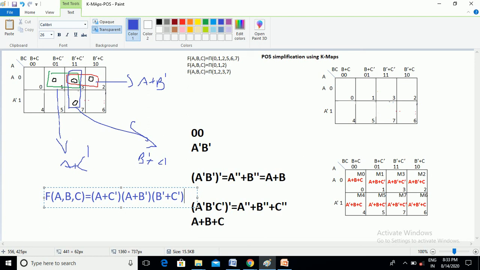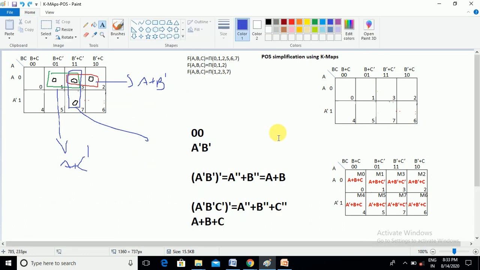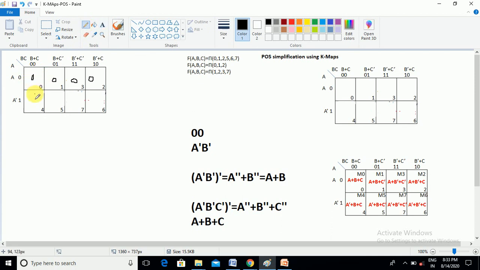Okay, then the 3 problems are completed, but there is one thing you must remember. In case all cells are selected in this given POS formatted K map, nothing but all are selected. Here 0 is selected, 1, 4, 5, 6, 7, all are selected. Then what is the answer? Here this one is also selected, this one, and all are selected. Then the map result becomes 0.